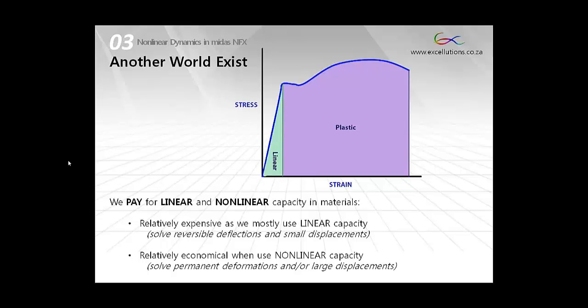This makes the solution for any linear application quite expensive, since we pay for a lot and we only use very little. Once we move to applications where we really need plasticity, energy absorption, components that only work once, our solutions can become actually quite economical because we use a lot more of the material capability for the same price that we paid for initially.